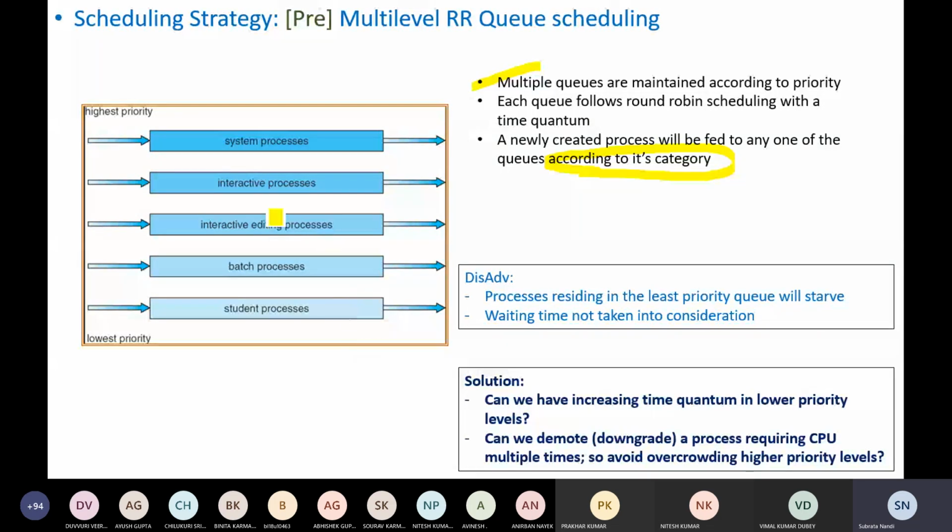So how can this be considered? The point is we want to stick to round robin, and we want to stick to formation of multiple queues, but in addition to that we would like to have the waiting time taken into consideration. So what can be the possible idea to implement that?